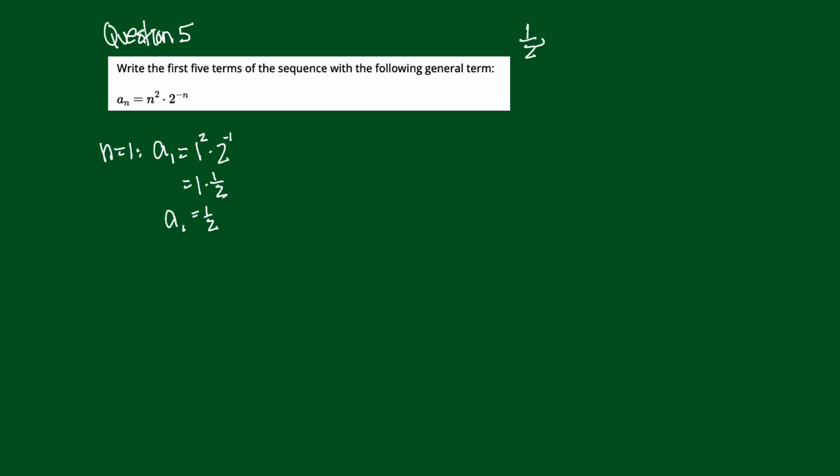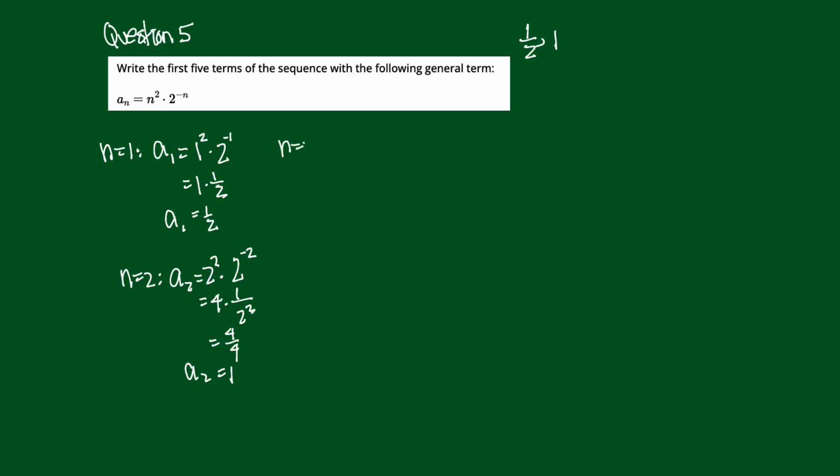1/2. Now when n is equal to 2, I'll get a sub 2 is, all right, come up to the general term, replace all the n's with a 2. So 2, 2, and 2. So we will get 2 squared, right, 2 to the 2 times 2 to the negative 2. So how about 4? Now, 1 over 2 to the positive 2. So I get 4 over 4. I get a 1. So the second term here is a 1. I'll write that at the top right. I get a 1 there.